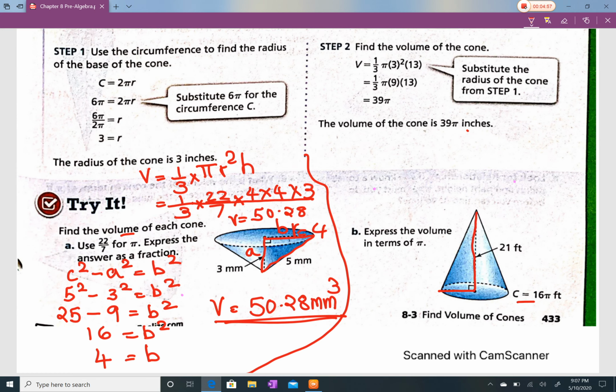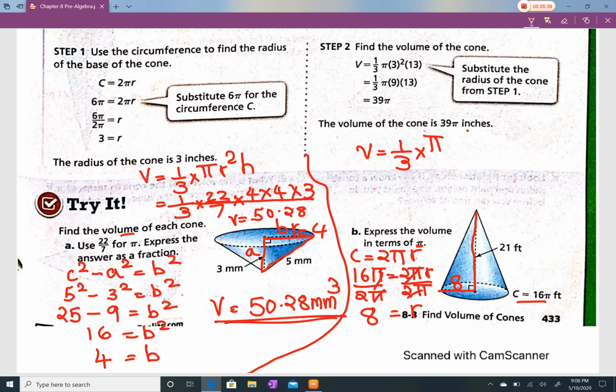I need to find the r, so I keep the r as it is. Divide by 2 pi on both the sides. This gets cancelled. So r is equal to 16 divided by 2 is 8. So I got r as 8. Now I do volume equals 1 by 3. In this case, the pi is pi, so times pi only. I'm not going to use any number for it. Times r is 8. So 8 times 8, r squared. And the height is 21.